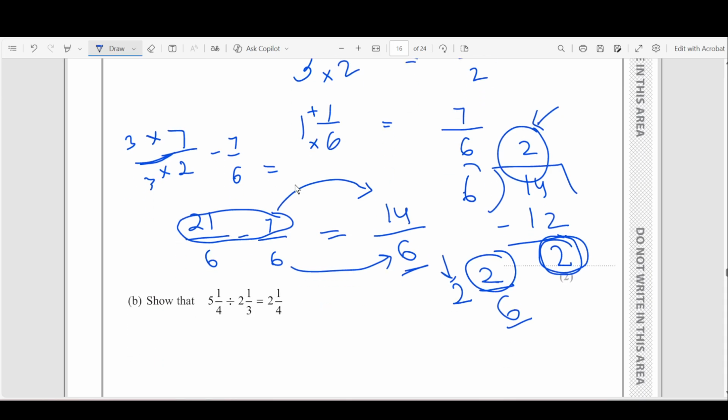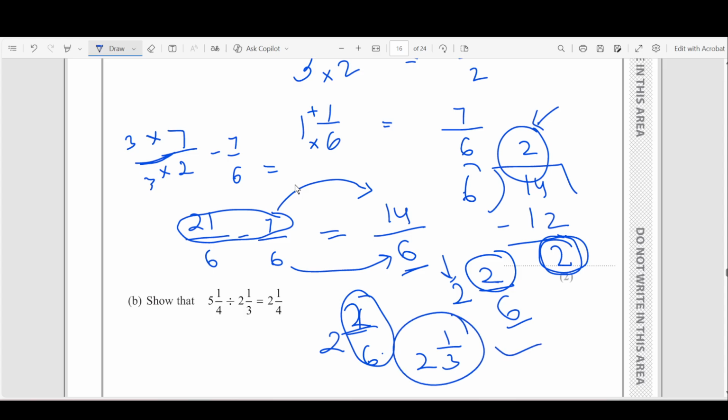Or you can simplify it even more. 2 whole, 2 sixths. If you see 2 and 6, they both are divisible by 2. So 2 whole, 2 divided by 2 is 1, 6 divided by 2 is 3. That's my even more simplified answer.